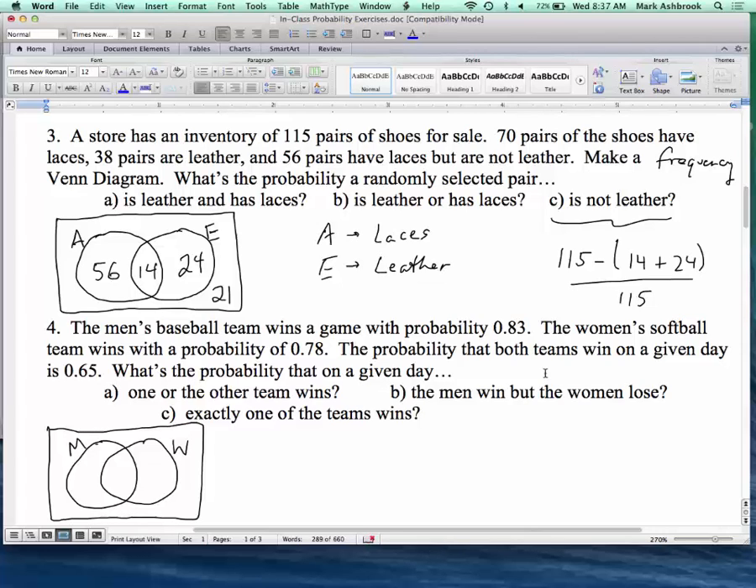Okay, sound like good percentages, right? So what number can I put in the diagram? Can I put 0.83 in the diagram somewhere? No, because the sum of these two will be 0.83, everything inside the men's circle. Women's team, probability 0.78. Can I put a 0.78 in the diagram? No, it's going to be the sum of those two. Probability that they both win, 0.65. Can I put that in the diagram somewhere? Okay, where at? In both, right?